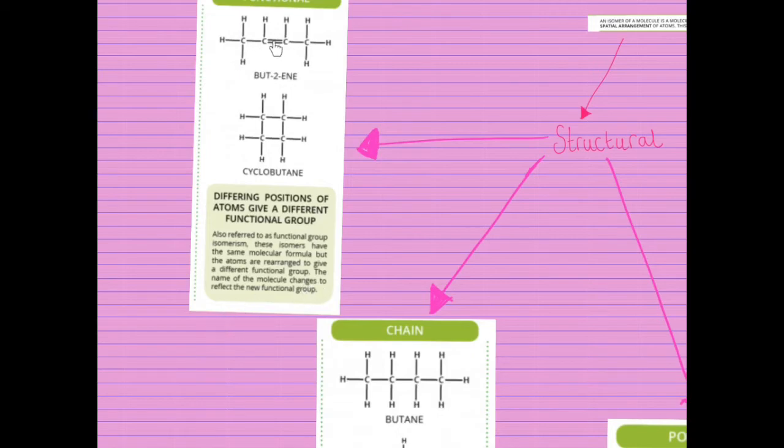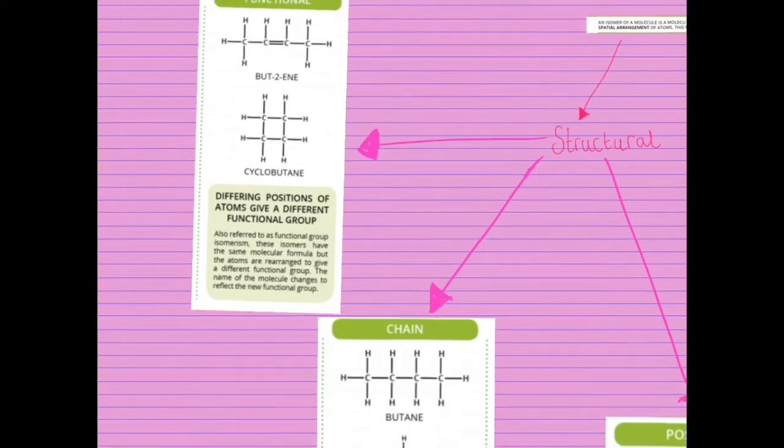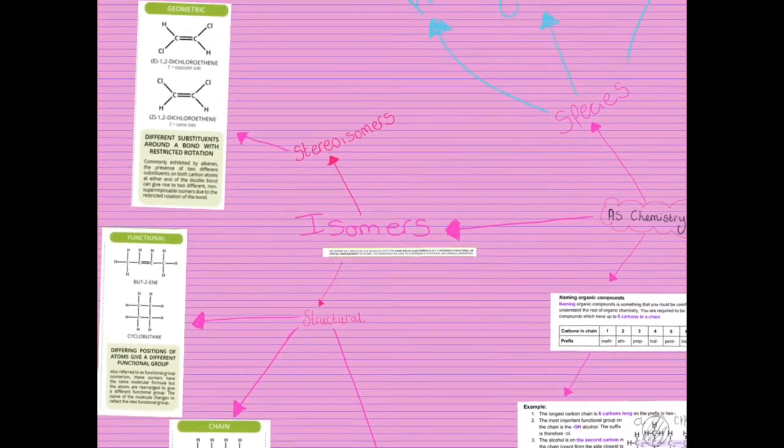So you notice they've actually got different functional groups. That one's got a double bond. This is a cyclic one. But if you were to count the carbons and the hydrogens, it would be exactly the same. Okay, so they're structural isomers.